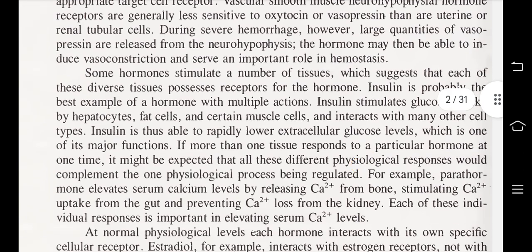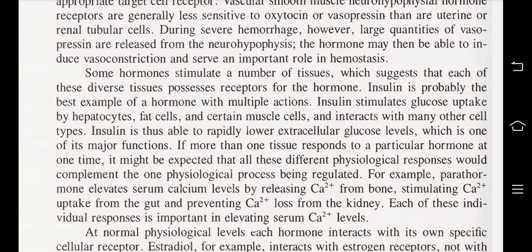Some hormones stimulate a number of tissues, which suggests that each of these diverse tissues possess receptors for the hormone. Insulin is probably the best example of a hormone with multiple actions. Insulin stimulates glucose uptake by hepatocytes, fat cells, and certain muscle cells, and interacts with many other cell types. Insulin is thus able to rapidly lower extracellular glucose levels, which is one of its major functions. If more than one tissue responds to a particular hormone at one time, it might be expected that all these different physiological responses would complement the one physiological process being regulated.